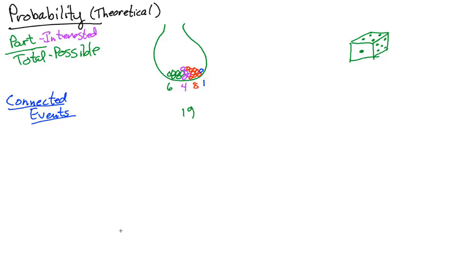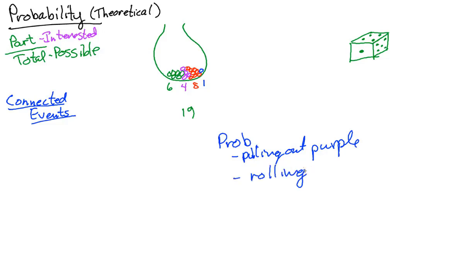So what happens when 2 things happen in a row? For example, they would ask, of these 2 things, you have a bag of marbles and a dice. It would say, what is the probability of pulling out a purple and rolling a 2.